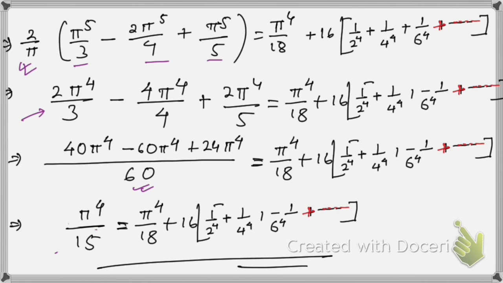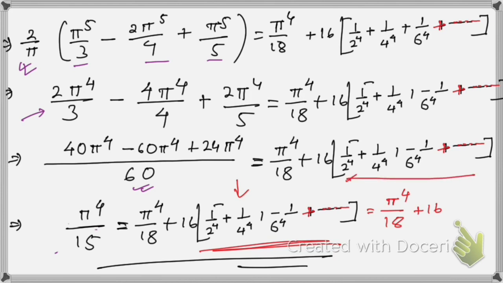Here you see this right hand side, this part can be written this way. So what we have on the right hand side, pi to the power 4 by 18 plus 16, and this can be written as 1 by, so here you see one more thing, just let me do one more simplification here. From this part we can take 1 by 2 to the power 4 also common. Okay, we can take 1 by 2 to the power 4 also common. Then what you will get? So let me show you.